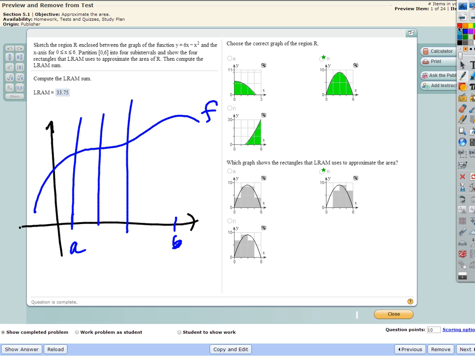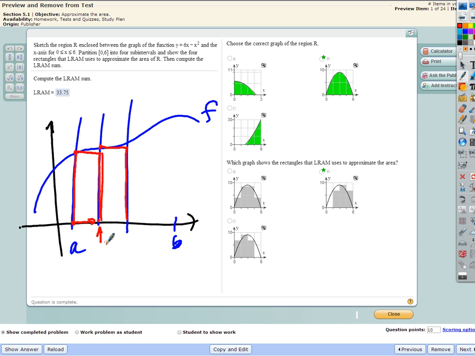If I look at the left edge of each interval, so for the first interval, the one that starts here and ends there, the function is that high at the left edge. So that's defining the height of the rectangle. So that's the rectangle that we would create. For the next rectangle, its left edge would be right there. That's the height of the function at that value of x, so that determines the next rectangle.